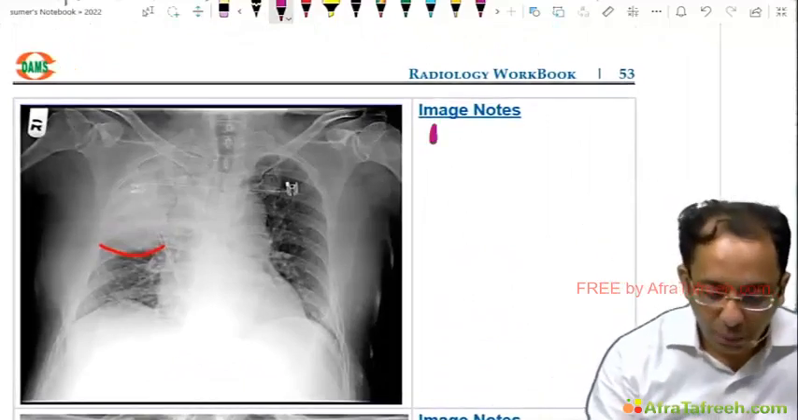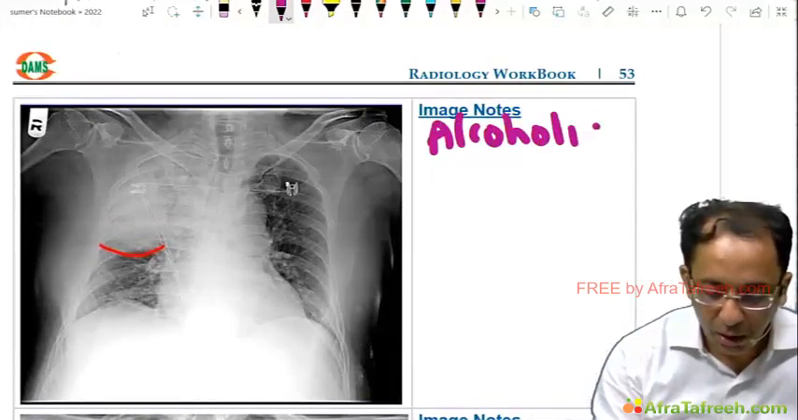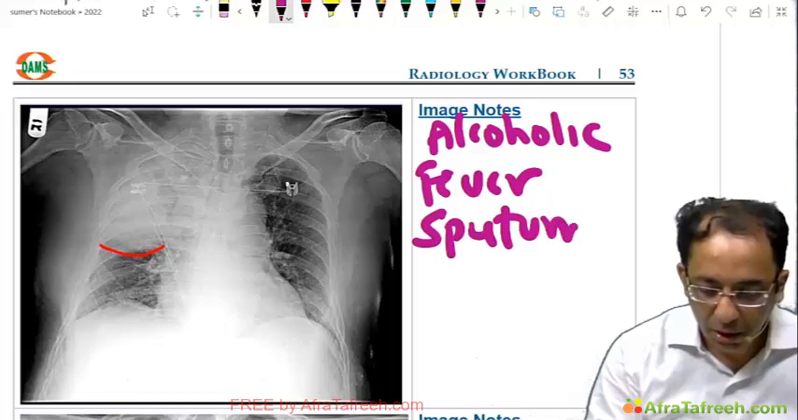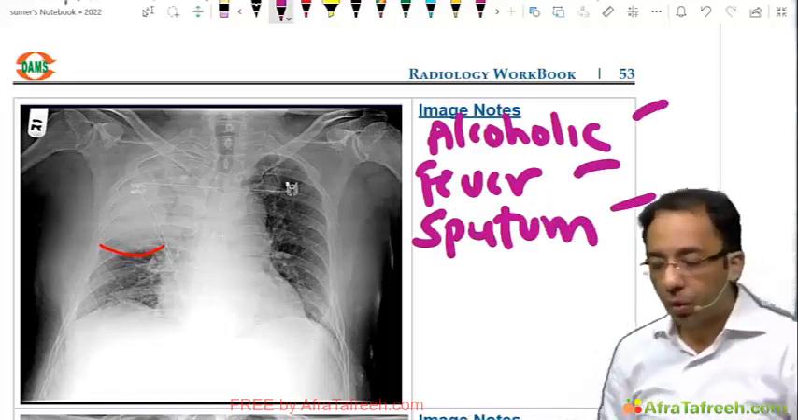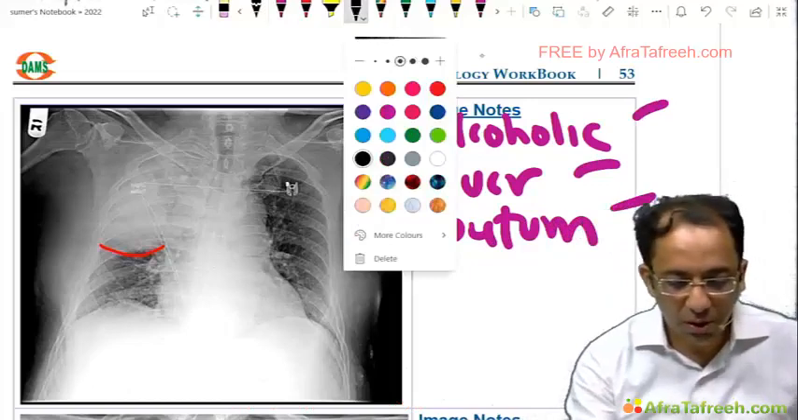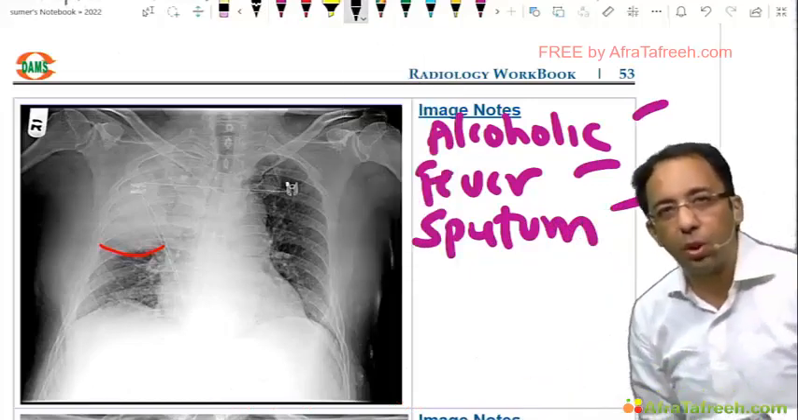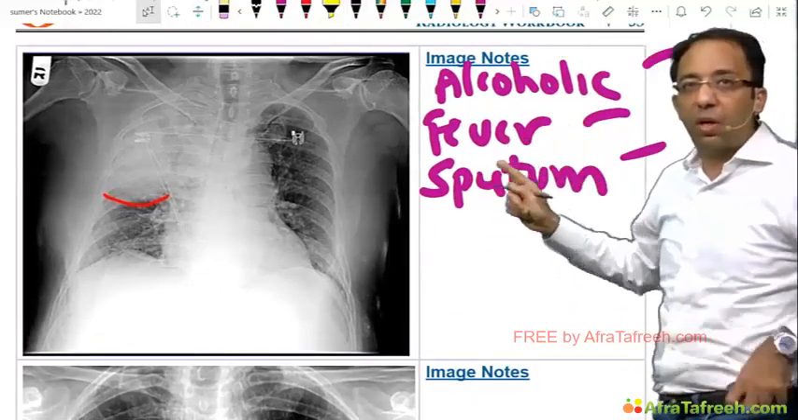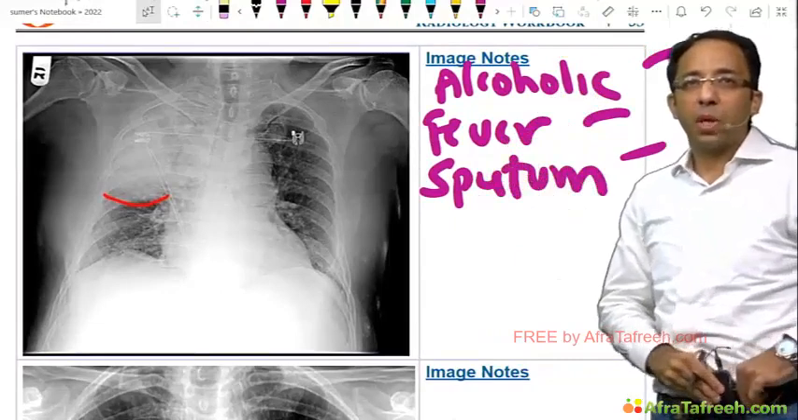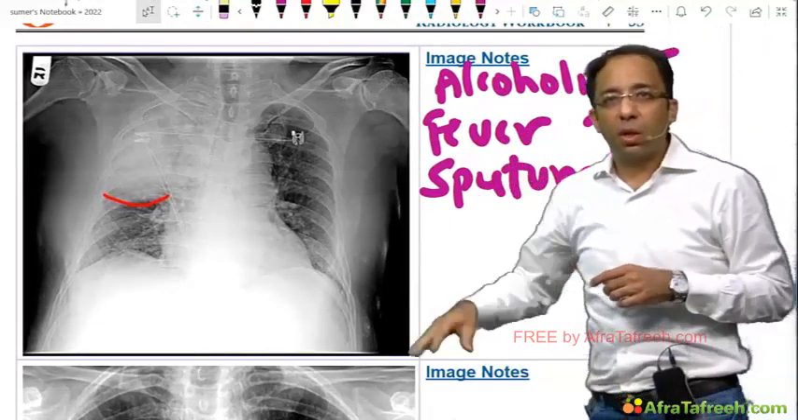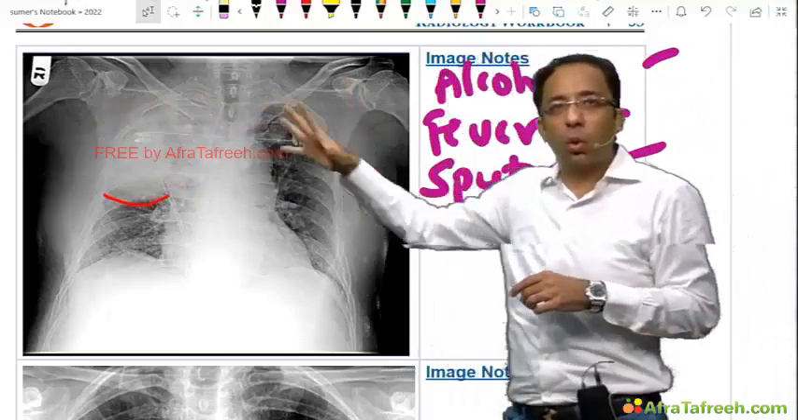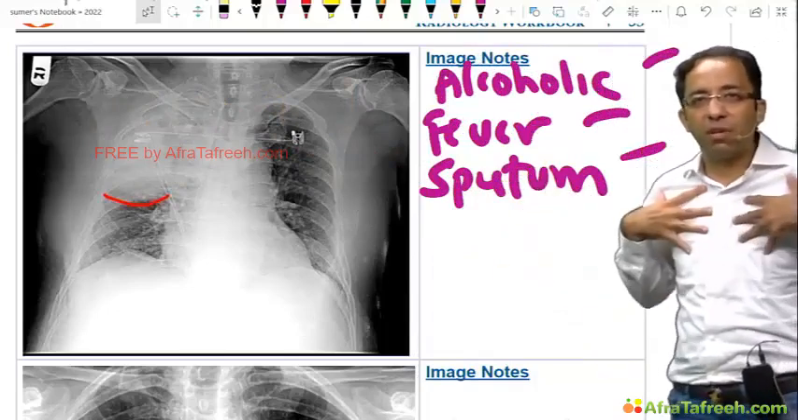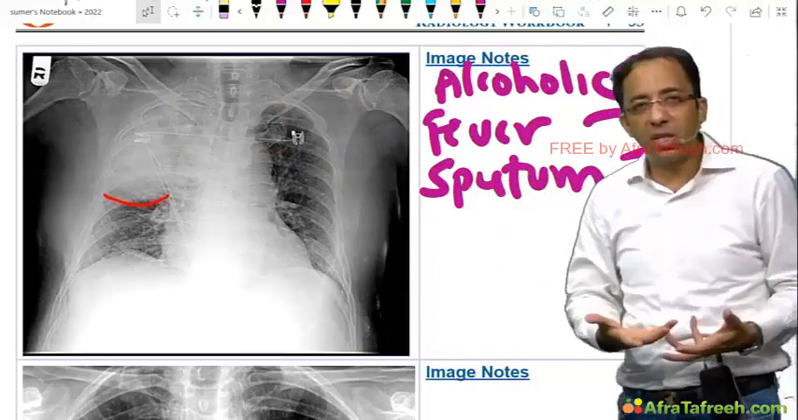The question is, suppose you have an alcoholic who has fever and sputum production, and an X-ray is shown to you. Let's try to solve this simple question. You might have read about this in microbiology also. This is the X-ray, this is the history: alcoholic, fever, sputum production. Anybody want to answer? What is happening? Definitely there is an opacity here. I don't know what it is, but the history says an inflammatory response is happening: fever, sputum production, some infection.